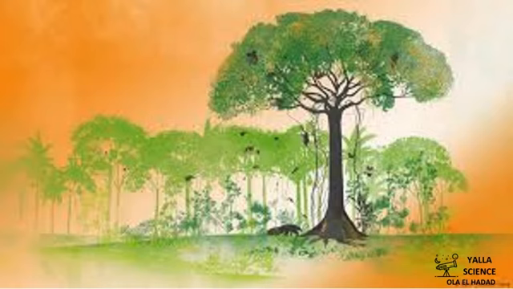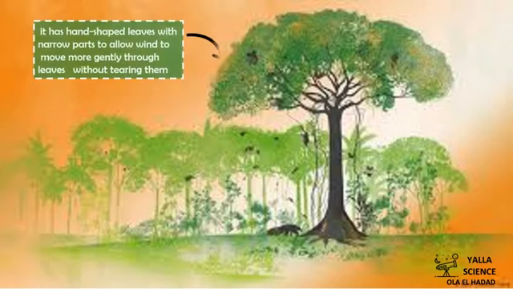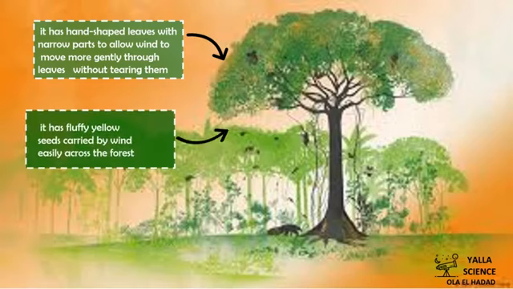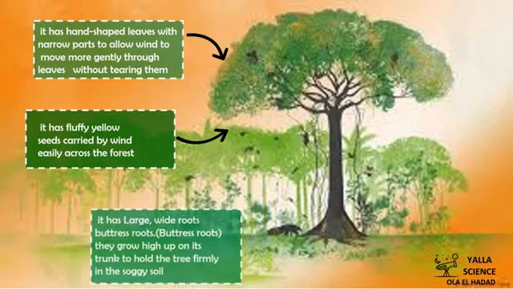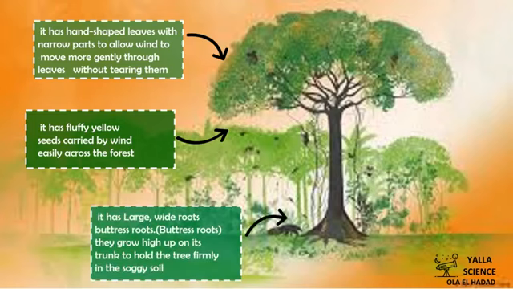Now, can you tell me what's the structural adaptation of the Kapok tree? It has hand-shaped leaves with narrow parts to allow wind to move more gently through the leaves without tearing them. It has fluffy yellow seeds carried by wind easily across the forest. It has large, wide roots, buttress roots. They grow high up on its trunk to hold the tree firmly in the soggy soil.